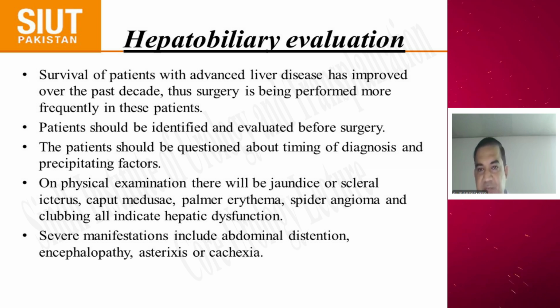Hepatic evaluation. Survival of patients with advanced liver disease has improved over the past decade. Surgery is being performed more frequently in these patients. Patients should be identified and evaluated before surgery. The patient should be questioned about timing of diagnosis and precipitating factors. On physical examination, jaundice or scleral icterus, spider angioma, and clubbing indicate hepatic dysfunction. Severe manifestations include abdominal distension, encephalopathy, ascites, and ataxia.